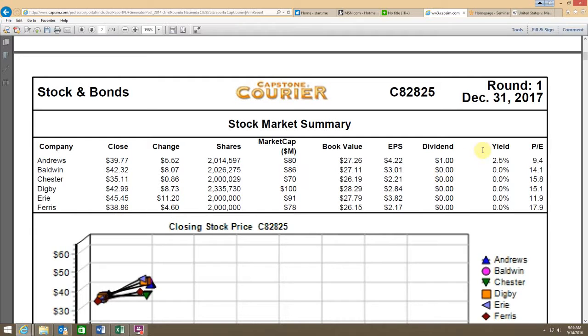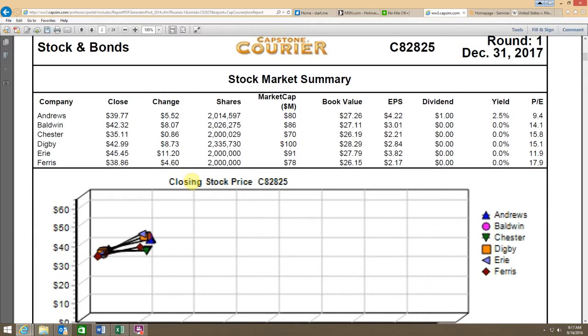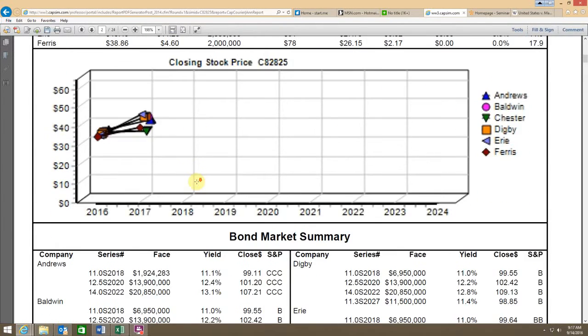Andrews did pay a dividend, not necessarily a huge impact in the first round. We might see bigger impact as we go along. It should have had a bit of a positive impact on its stock price, although again we see that its stock price actually went up quite a bit less, even though it had the highest profit. Good question would be why. I didn't ask that yet in the assignment. I might change my mind on that.